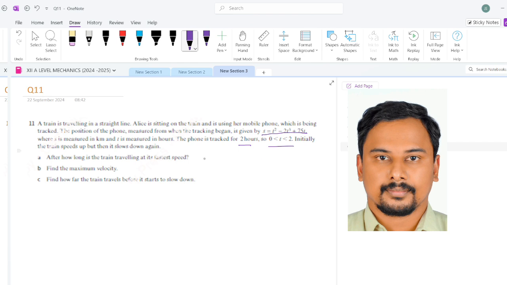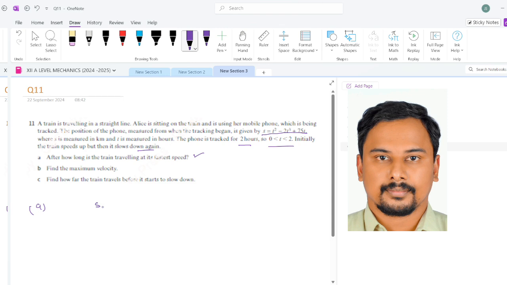Initially, the train speeds up, that means accelerating, but then it slows down again, that means decelerating. After how long is the train traveling at the fastest speed? Again, same thing. Fastest speed means maximum speed. So, maximum speed means acceleration should be equal to 0. But what is the given function in terms of displacement? That means we have to differentiate twice to get the acceleration.